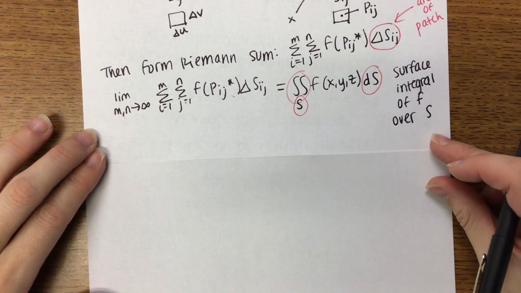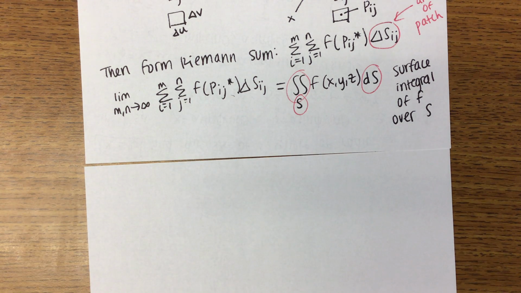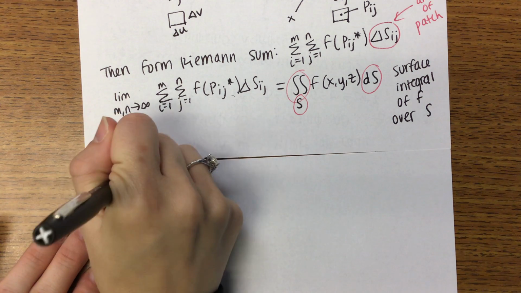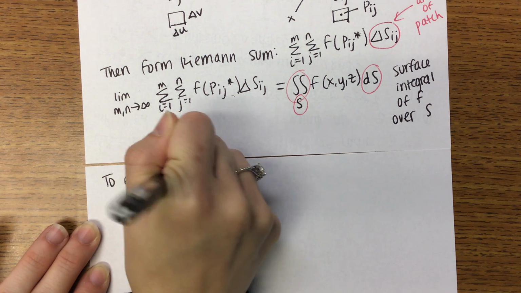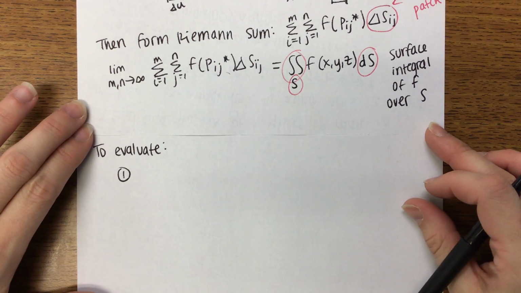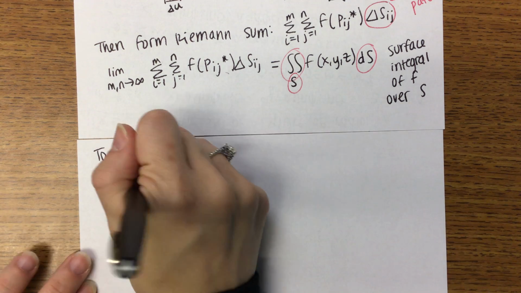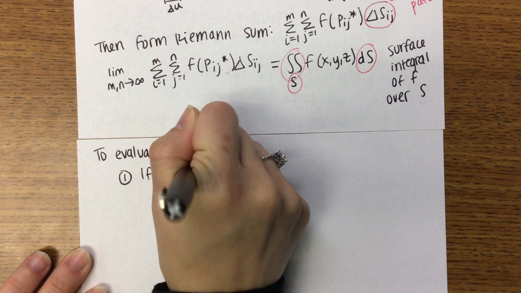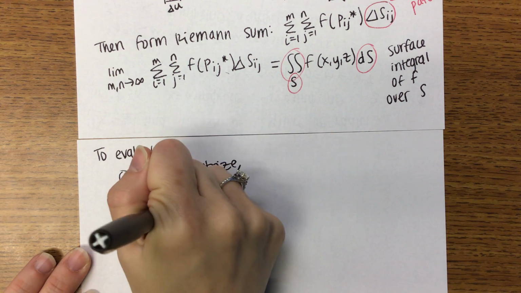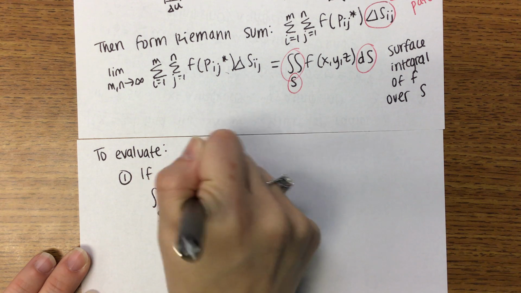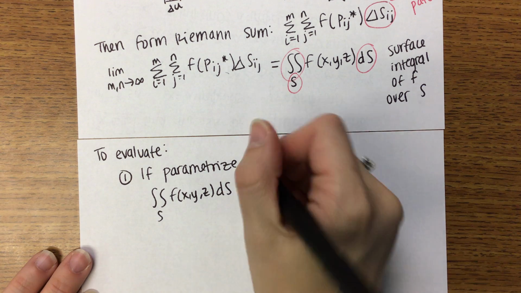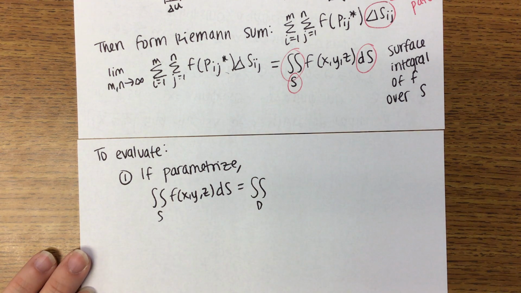Okay, so the big question that arises is how do we evaluate this then? Because that's not super helpful. There's a few different ways to evaluate. We're going to look at one of them. First way to evaluate, similar to a line integral, is if you parameterize the surface. So if we choose to parameterize, then that surface integral is going to become a double integral over the region D.